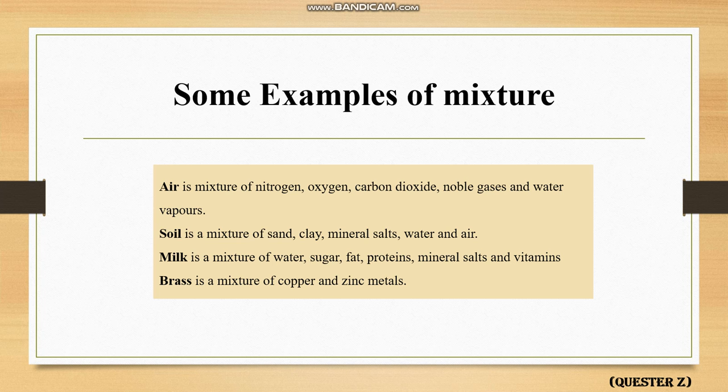Some very important examples. Air is a mixture. Why is it a mixture? Because it contains nitrogen, oxygen, carbon dioxide, noble gases, and water vapors. Soil is a mixture. Why? Because it is a mixture of sand, clay, mineral salts, water, and air inside it. Milk is also a mixture of salts, minerals, water, sugar, fat, proteins, and vitamins. Brass is an alloy and is also an example of a mixture. It contains copper and zinc metal.